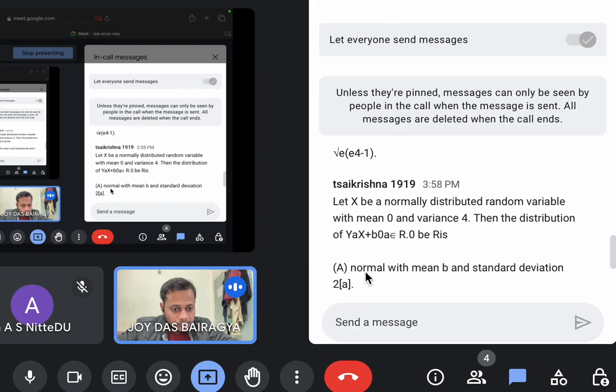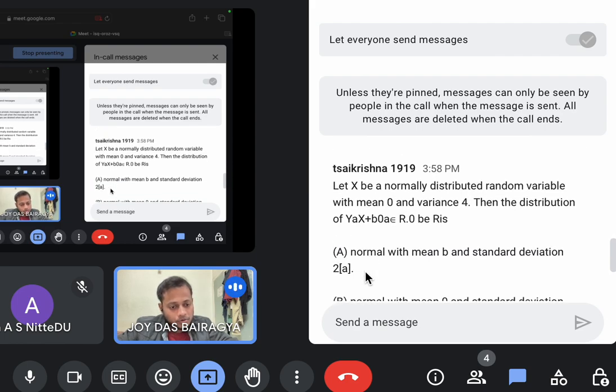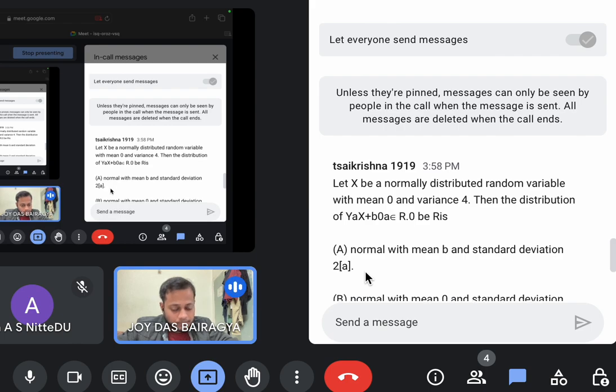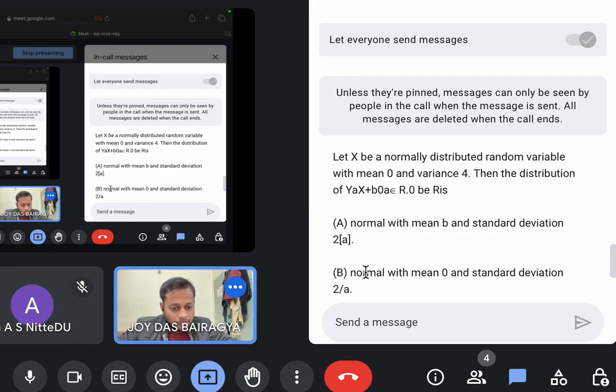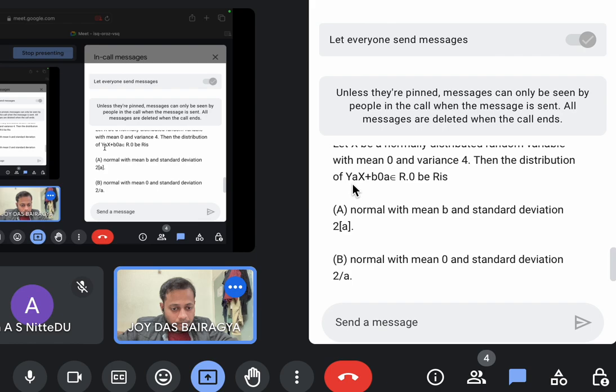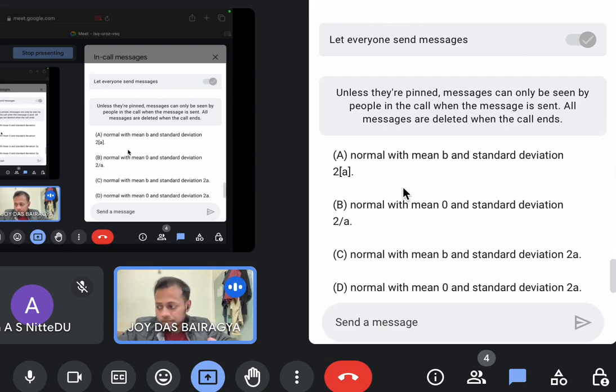Okay, and the second question is: let X be a normally distributed random variable with mean 0 and variance 4, then the distribution of Y = aX + b, where a belongs to R. I suppose these questions are from assignment 5, right?